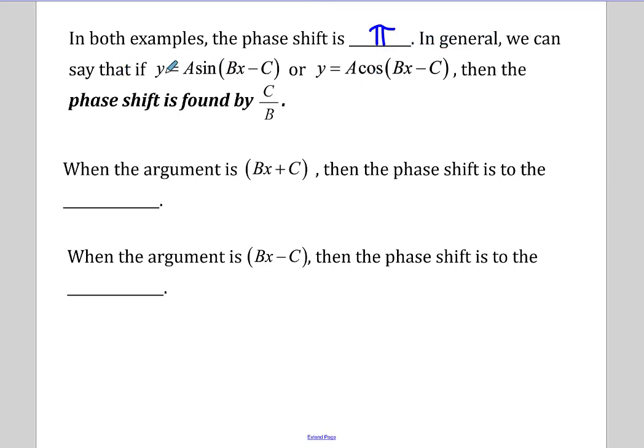In general, we can say if our function looks like this in standard form, sine or cosine, then the phase shift can be c over b. When the argument is bx plus c, we shifted the graph to the left. But when the argument is bx minus c, the phase shift goes to the right. Okay?